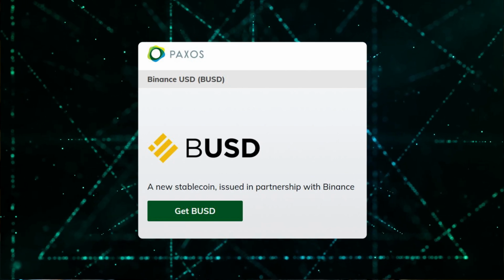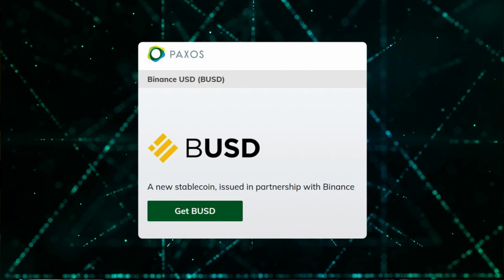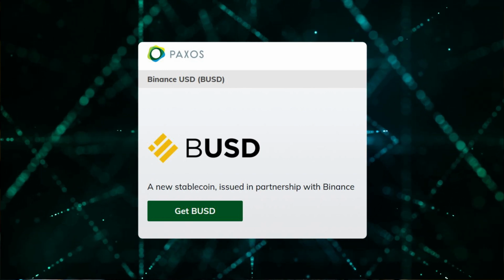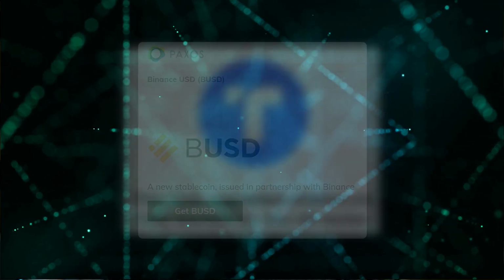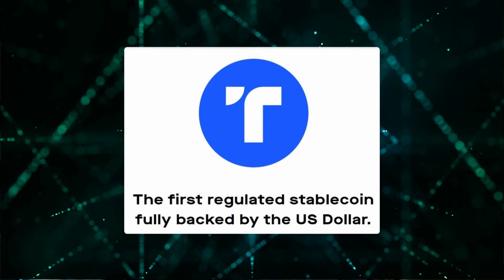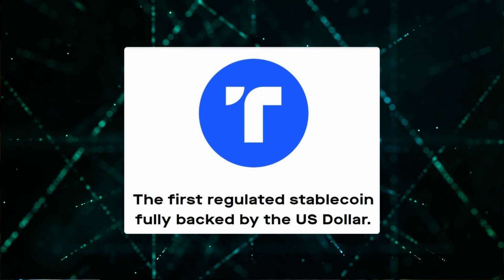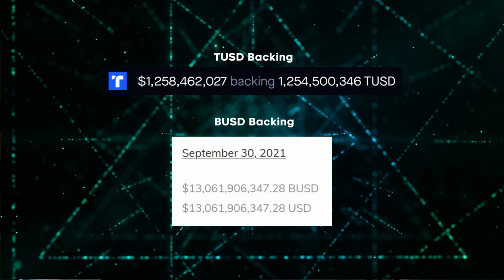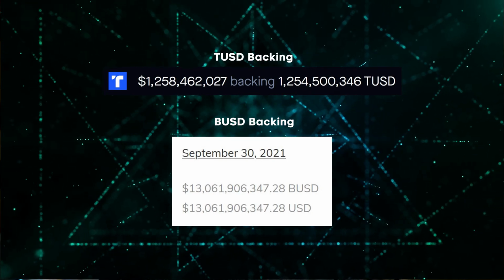The last two on this list I want to mention are BUSD and TUSD. BUSD, or Binance USD, was created in a partnership between Binance and Paxos. Paxos issues new BUSD tokens, and they are the custodian of the dollars backing it. TUSD, or TrueUSD, is very similar, but by Trust Token. Both of these are backed completely by dollars, at least for now. And you can check their third-party attestations on their websites linked below.